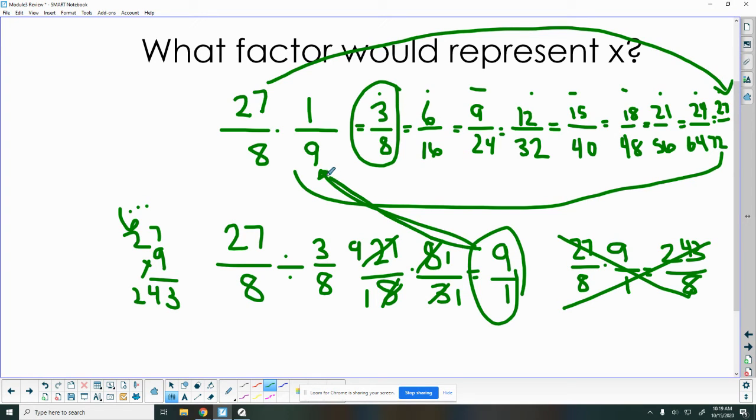When I plug in 1/9, I know that that will work. 27 times 1 is 27. 8 times 9 is 72. Divide them both by 9. 27 divided by 9 is 3. 72 divided by 9 is 8. Okay, so a couple ways to think about those problems there.